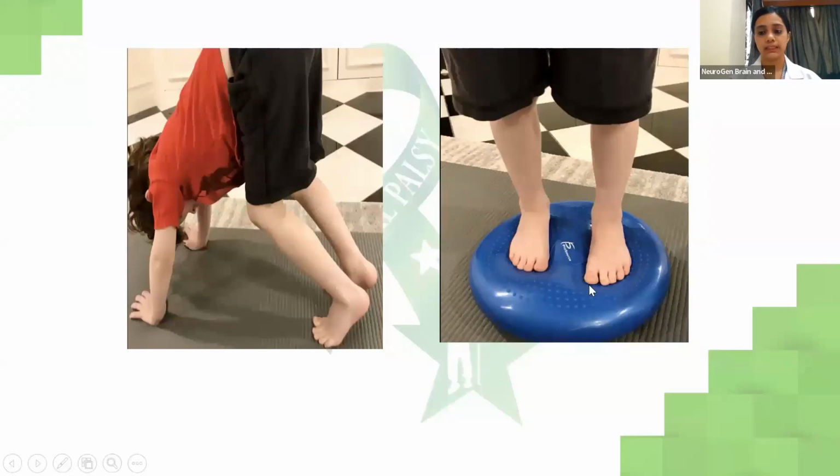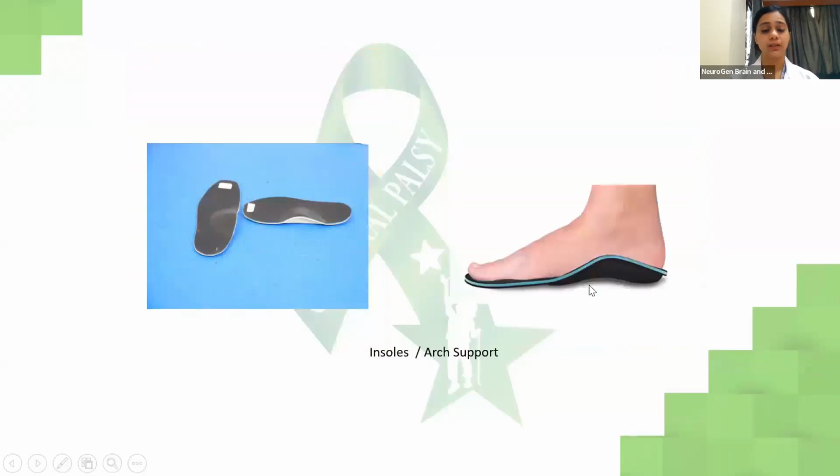This is a balance disc. Then over here we give insoles or arch support for children who have flat feet. This is an arch support which has to be worn in a closed shoe, and it is very important for the parents to understand the importance of an arch insole, because they usually wear it in an open shoe or in Crocs or something.